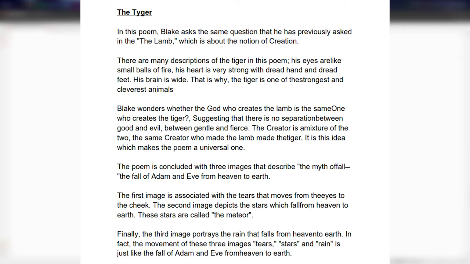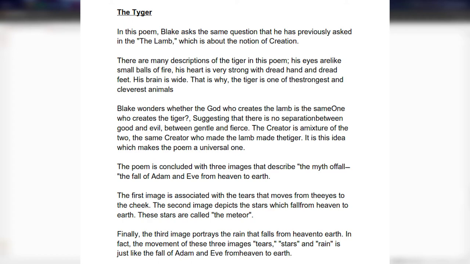What about the second image? The second image depicts the stars when they fall, the stars which fall from heaven to earth. These stars are called the meteor. Okay? The meteor. Pay attention. We said that this is the second. Where is the third and final one? The third image portrays the rain. See, we're talking of water. Tears are water.